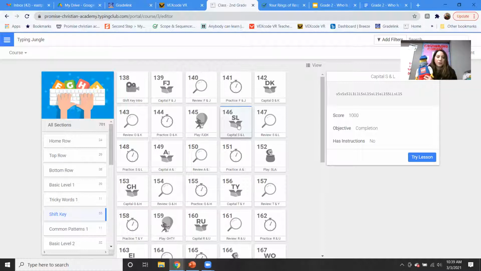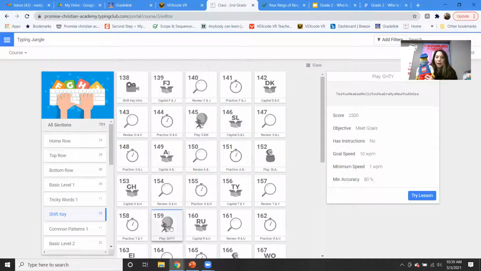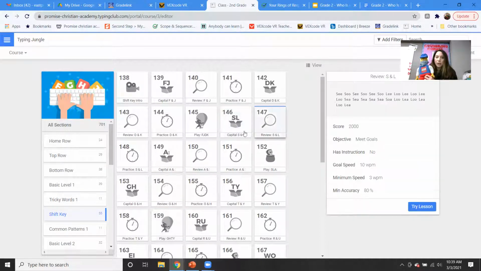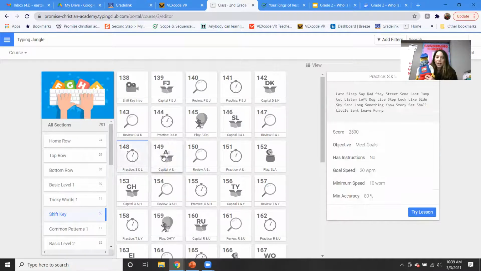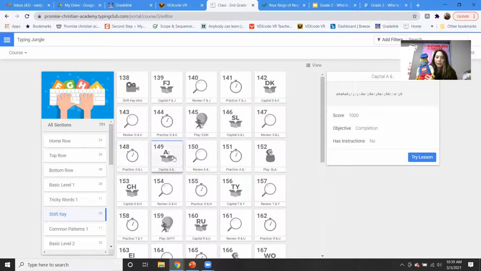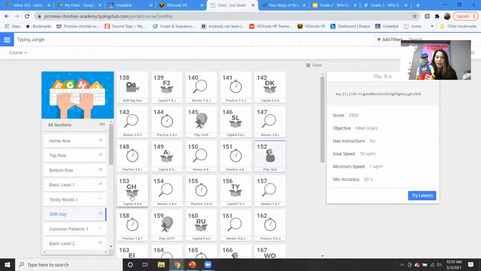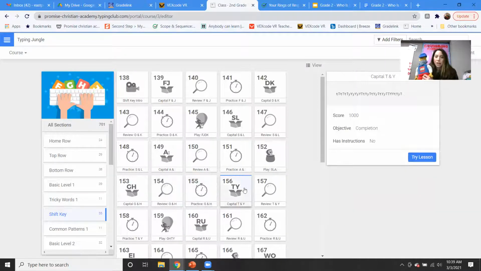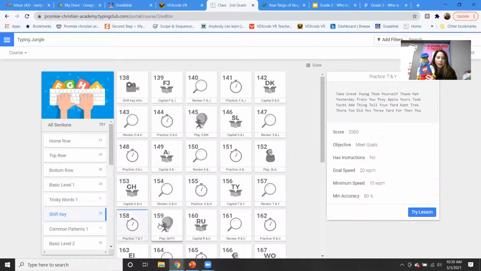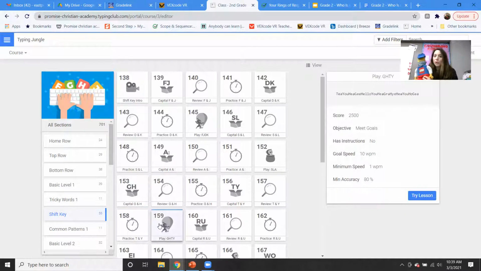So you'll be doing lessons 146 to 159. It'll be good practice, so you guys can have fun with that. It's a lot of the letters S and L, and the letter A again, S and L, G and H, T and Y, and that's about it. So do your typing and then have fun with it.